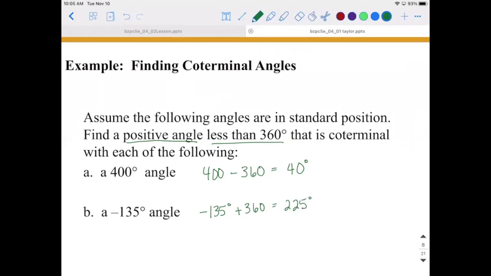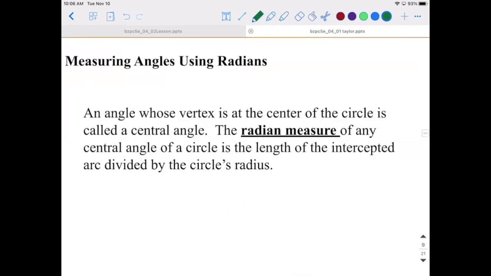So then we get the angle 225 degrees. That's a positive angle, it's less than 360, and it's coterminal with negative 135 degrees. Measuring angles using radians. An angle whose vertex is at the center of the circle is called a central angle.